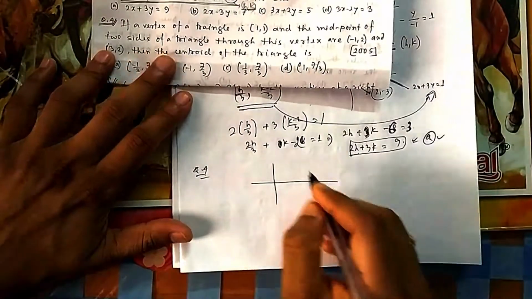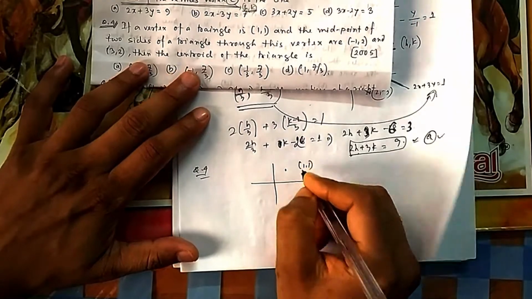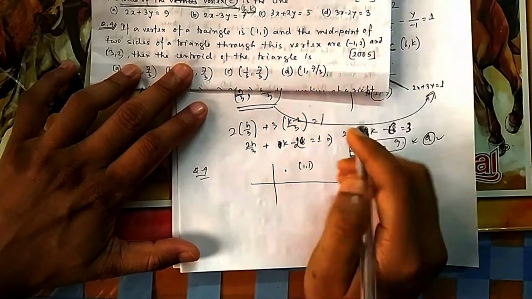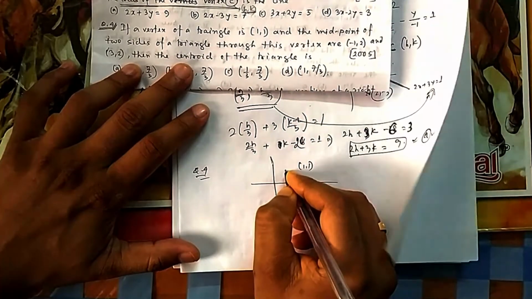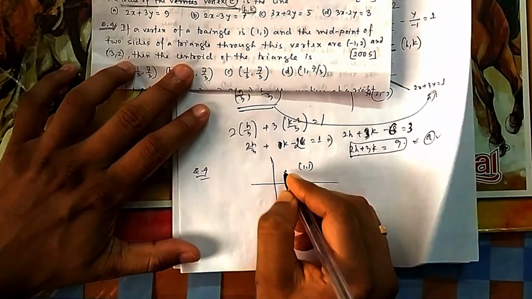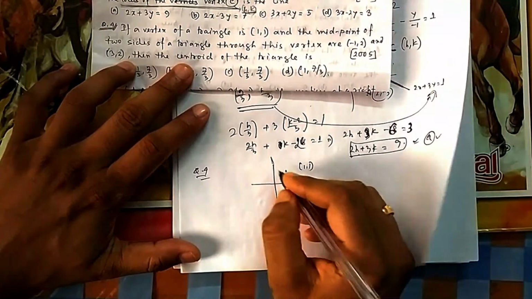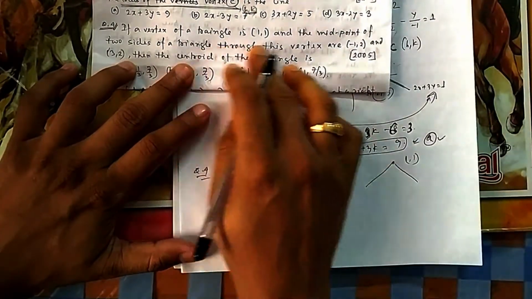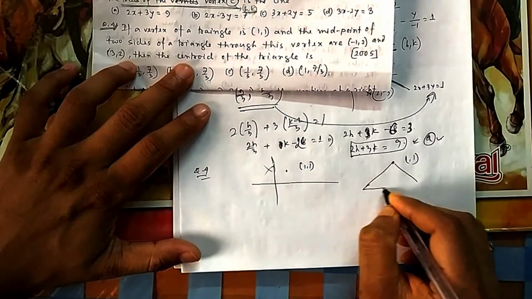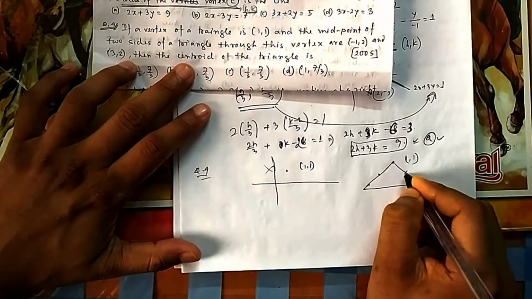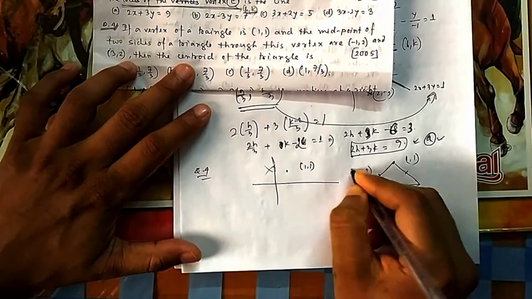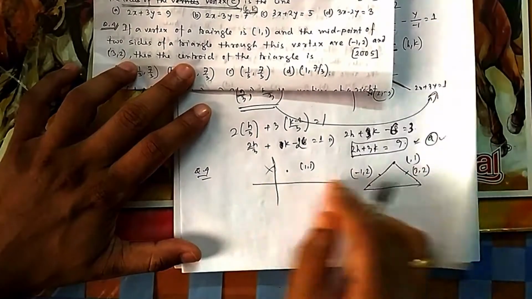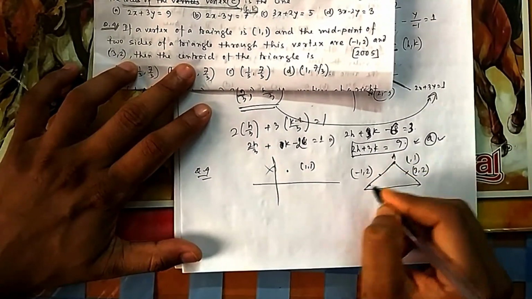The vertex of the triangle is at (1, 1), and the midpoints of the two sides of the triangle through this vertex are (-1, 2) and (3, 2). An exact drawing is not required, but I am marking 1, 1. Suppose this is the triangle with the vertex and the midpoints of the two sides through it. If it is required, then we will draw exactly. But an exact drawing is not required because every time you only have to see which quadrant it is in. So you can check in this one.